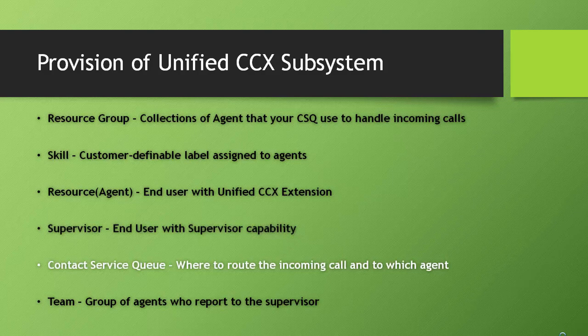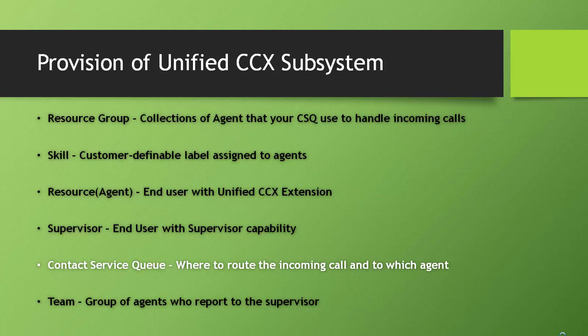And the contact service queue, this is the place where we say where to route the incoming call and to which agent. Should we route the call to the resource group or should we route the call to the resource skills? Basically, resources or agents have the skills and the groups assigned, so it would pick up the agent from those resource groups or from the resource skills.